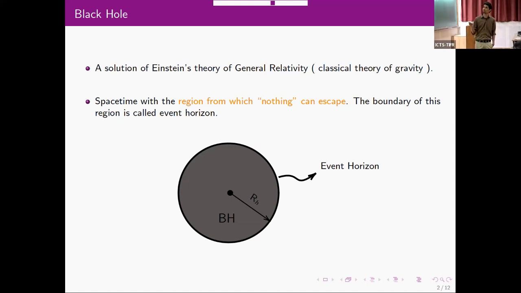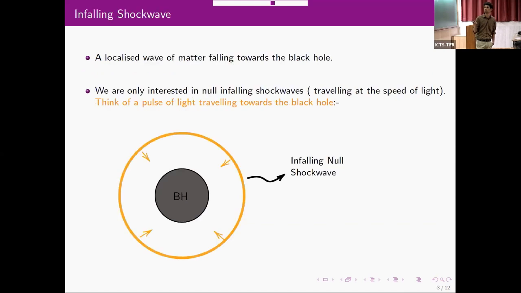And the second keyword in the title was the infalling shockwave. By this I simply mean a localized wave of matter falling towards the black hole. For this talk, I'm only interested in null infalling shock waves. By null, I simply mean something which is traveling at the speed of light. You can think of the whole setup as a black hole with an infalling null shock wave coming towards the black hole, as shown in this picture.